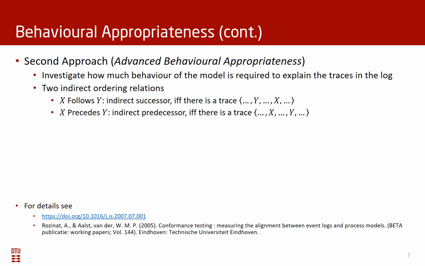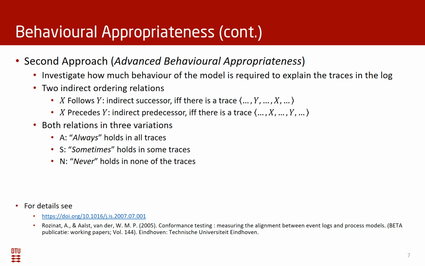These two relations can happen for all activities in three variations or three frequencies, if you will. So always, which means that a certain relationship holds in all the traces. Sometimes, meaning that the relationship holds just in some of the traces, and never, meaning that the relationship never holds. And then the idea of this behavioral appropriateness is to compute these two sets of relations for both the model and the log. And then the idea is to compare them. So let's see an example here.